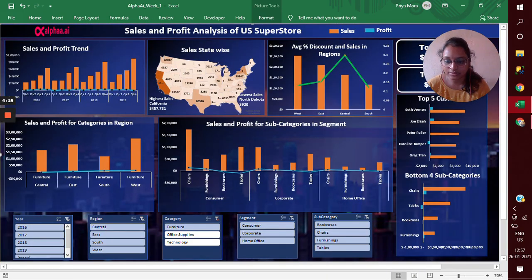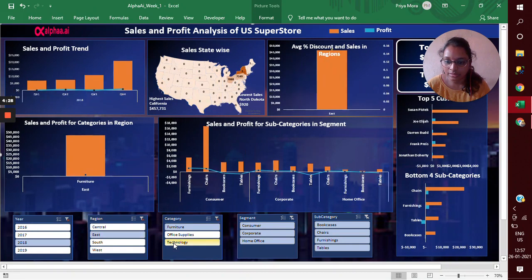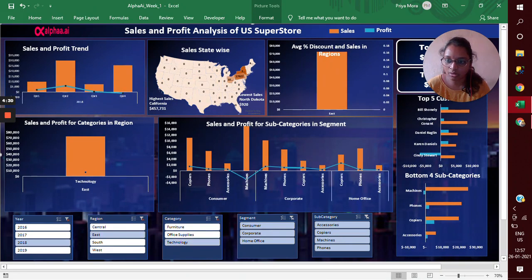Using the slicers to filter the data, let us see the year 2018, East region, technology category. See, all sales and profits are changing according to the data which I am filtering.